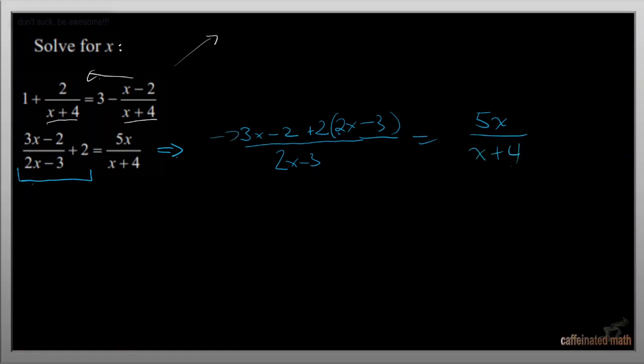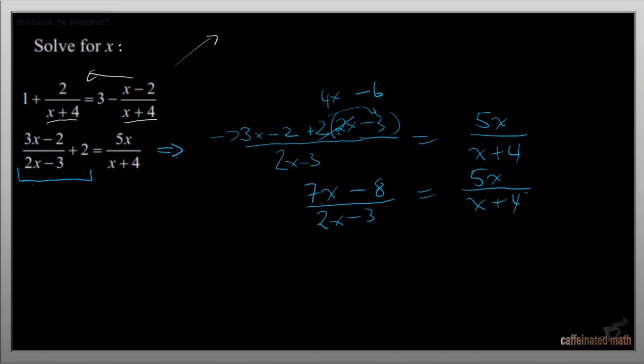So let's simplify this numerator before we do anything else. So that's going to become 4x, and if we follow that multiplication, we'll have negative 6, which means this simplifies into 4 plus 3 is equal to 7x, and minus 2 minus 6 is minus 8 all over 2x minus 3, and that is equal to 5x over x plus 4. As stated in the beginning, we want to employ cross multiplication. So 5x times 2x gives us 10x squared, and that's minus 15x.